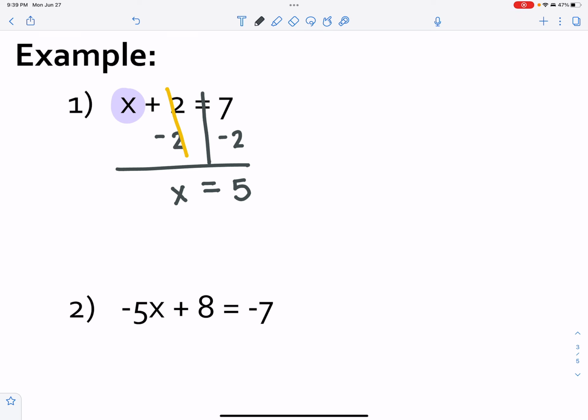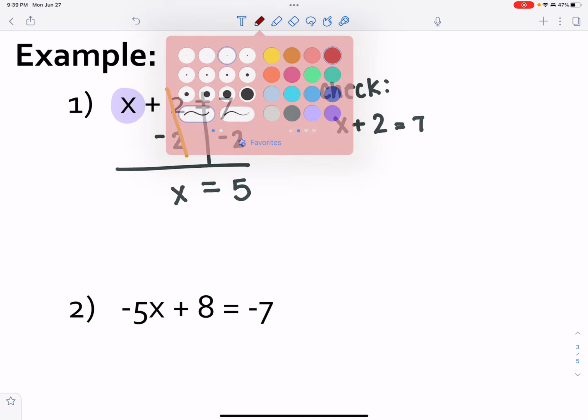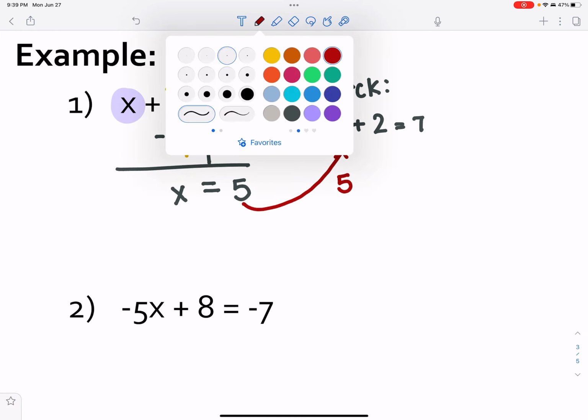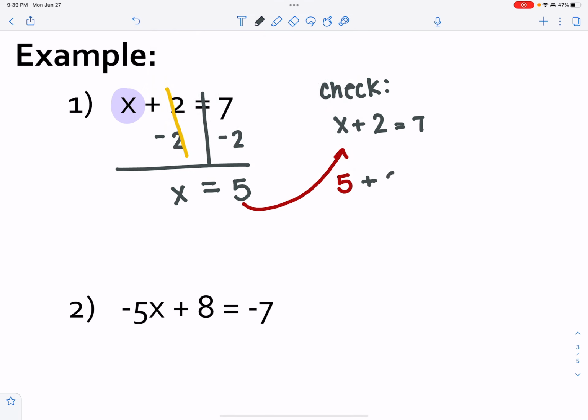Now, you can check all of these, like I said earlier in this video. And to check these, you are just going to back sub. And so what that means is in my original equation, x plus 2 equals 7, I can take the 5 that I just found to be my answer, plug it in for x, and see if it does make the equation true. And 5 plus 2 is 7, and so I know I got that correct.